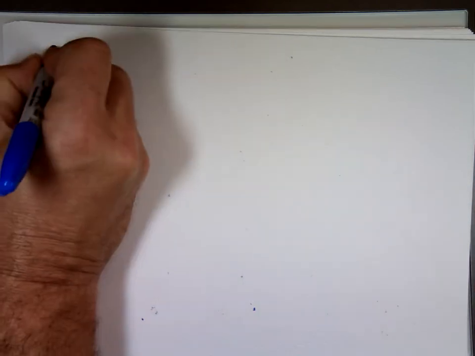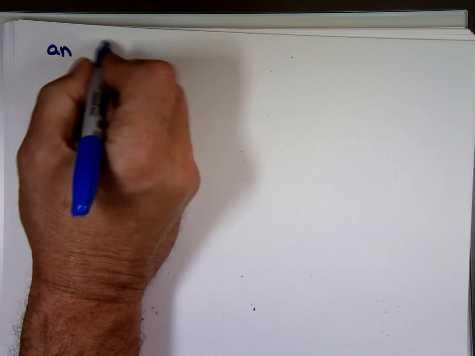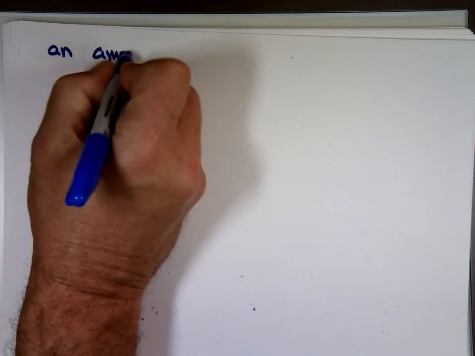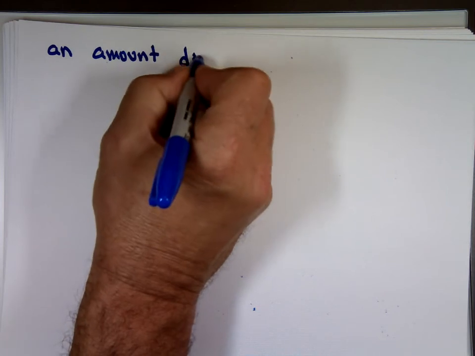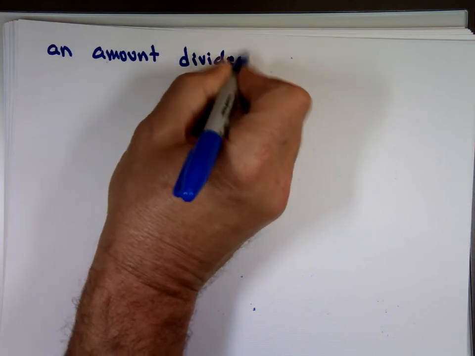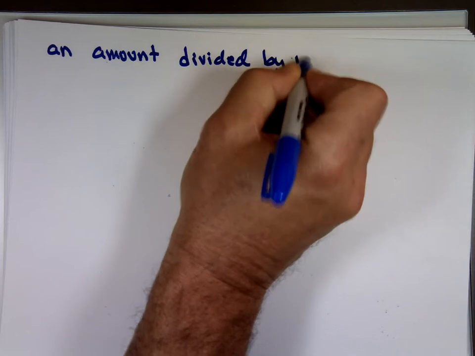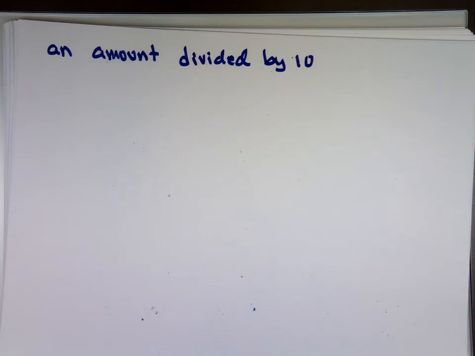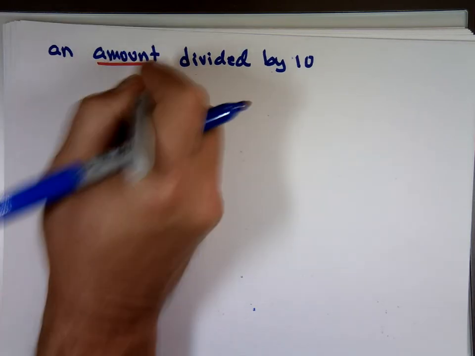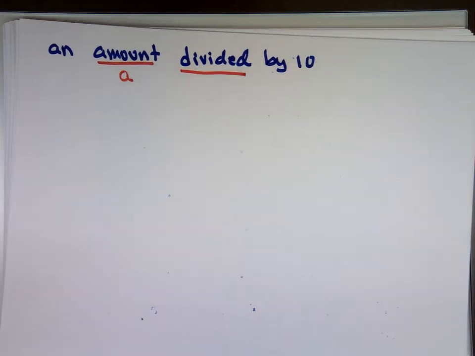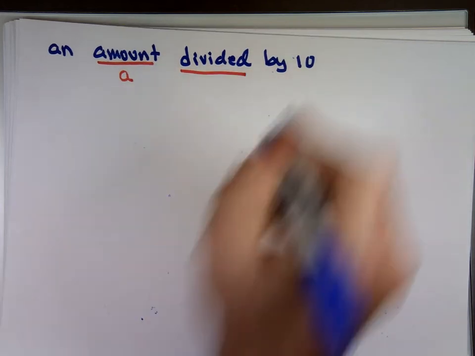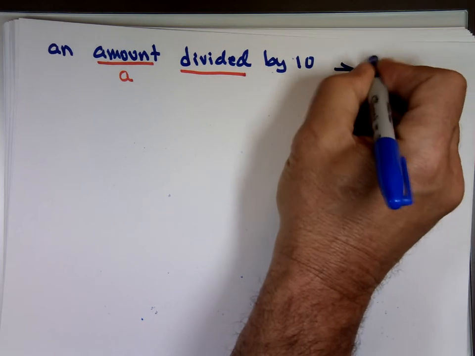An amount divided by 10. Do we know what the amount is? Since that's unknown, amount begins with the letter A. I'm going to stick with that notation. I'll use A divided by 10. So that's what? A over 10.